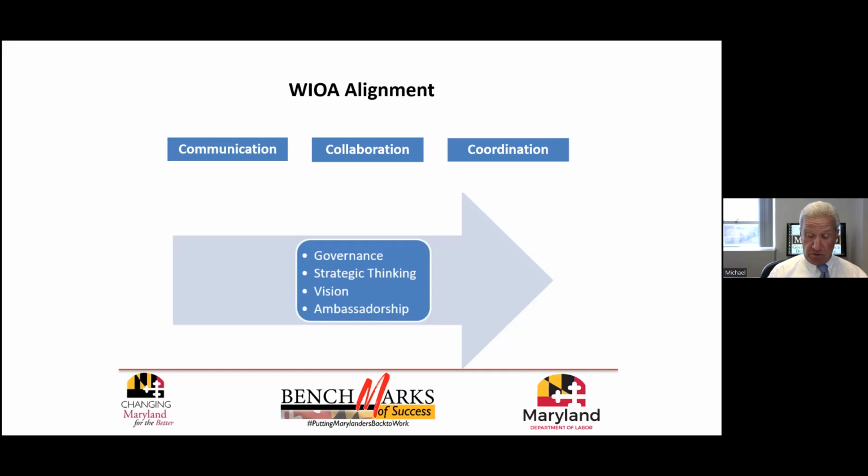Additionally, the benchmarks also established several subcommittees to make recommendations to the WIOA alignment group on specific areas. The subcommittees focus on the areas of data, policy, professional development, technical assistance, and communication to share relevant information and news with all partner agency staff. The benchmarks provide a clear vision for Maryland's workforce system to meet its commitment to serve its businesses and job seekers alike. Thank you very much for your time.